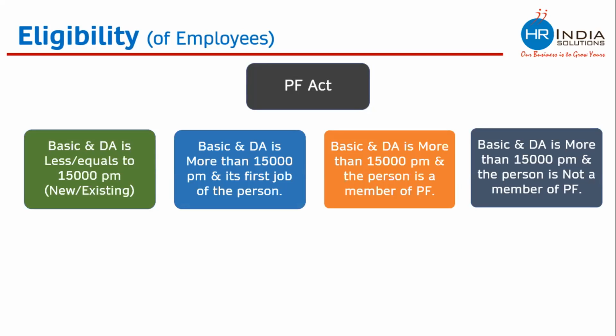It is about all those persons who have come to work for the first time and the salary is more than 15,000. Whenever I am telling you salary, it is basic and DA. So there can be a case when you have hired someone new, the person is working for the first time, has never worked before, and his salary is more than 15,000, basic and DA taken together. The third case can be basic and DA more than 15,000, and the person is working since long and is already a member of Provident Fund. And the last case can be basic and DA more than 15,000 per month and the person was never under PF. Are all these cases clear?